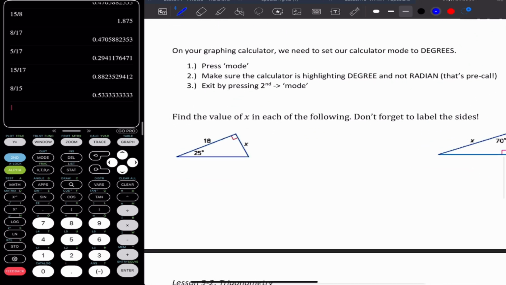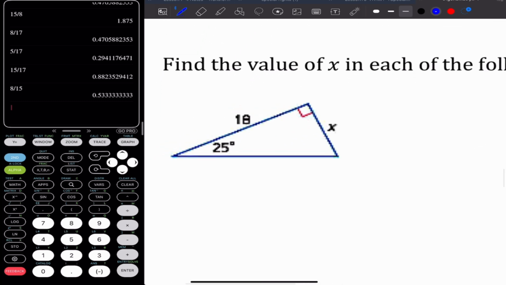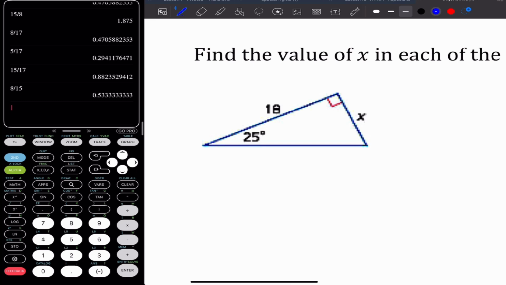Look at this triangle. It says find the value of x in each of the following. Don't forget to label the sides. Take a look at this triangle here. What do we notice? We have two sides and an angle, or I should say, technically there are three sides, 1, 2, 3, but we have two given sides and one angle.